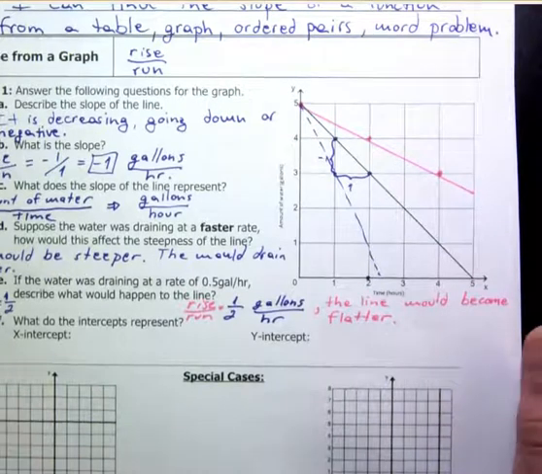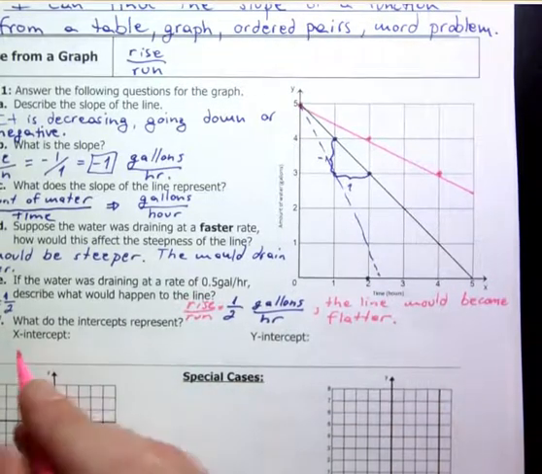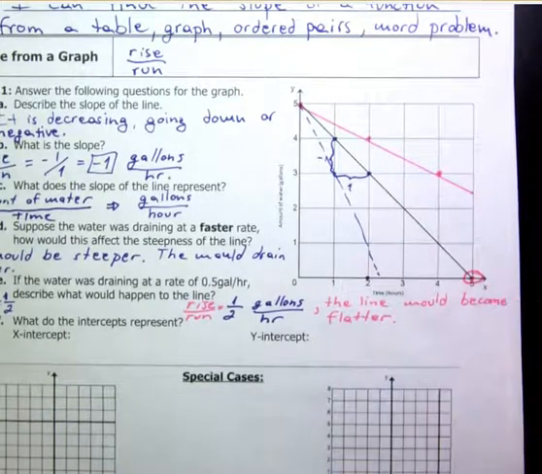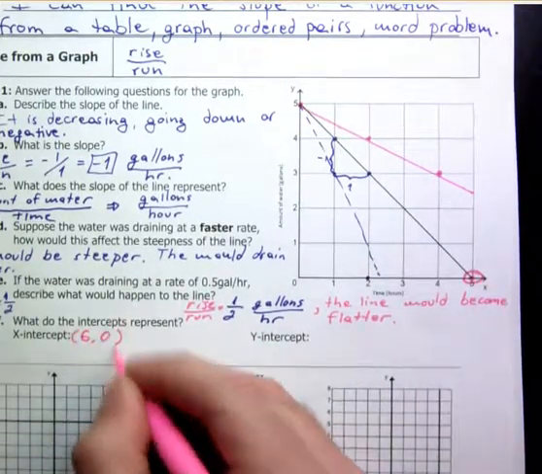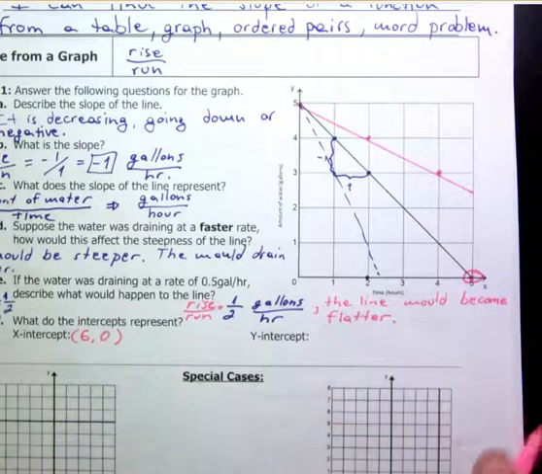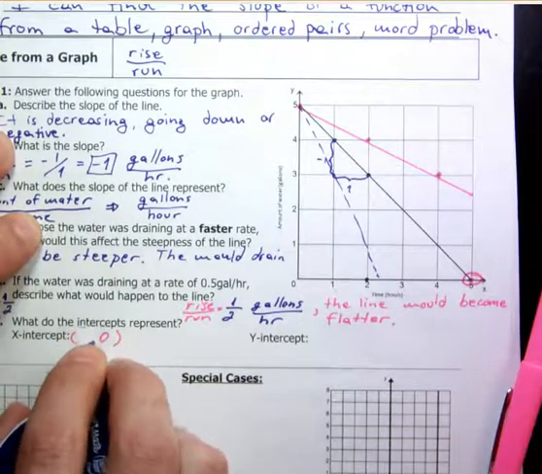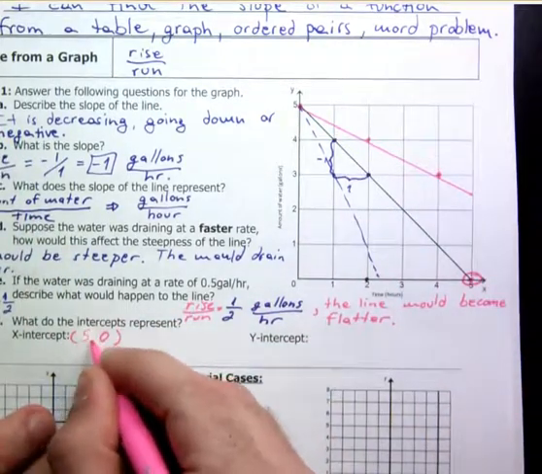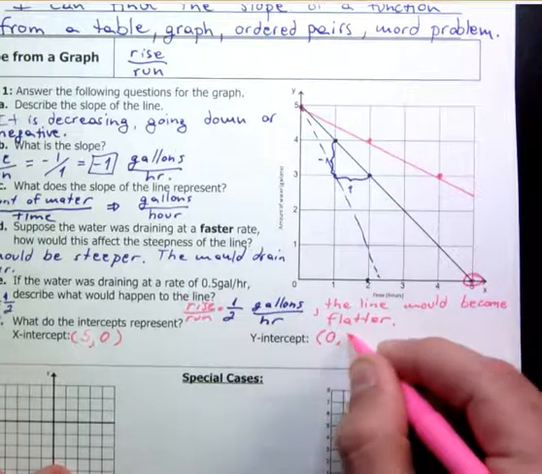Okay, let's look at the intercept. If you remember, the definition of the intercept is where the line crosses that axis. So the x-intercept is where the line crosses the x-axis, and that point is 5, 0. Let me fix my 5 here, that was not a good 5. So 5, 0. And my y-intercept is 0, 5 up here.